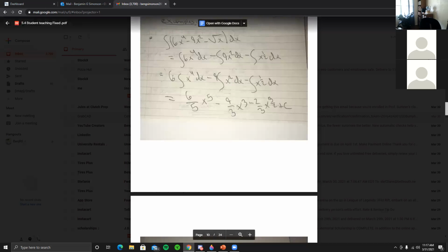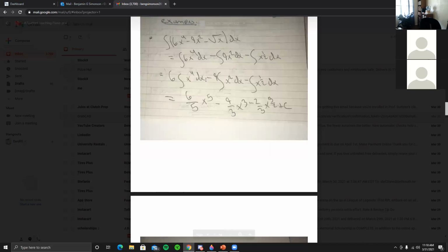And then we can distribute each coefficient. So as we found, it would be x to the fifth over 5. And if you multiply by 6, you'll get 6 over 5 times x to the fifth minus 9 over 3, which would simplify to 3x cubed, and then minus 2 over 3 x to the 3 over 2, plus c. And here, I think I went over an example using a square root earlier. So here's that simplification in an answer.